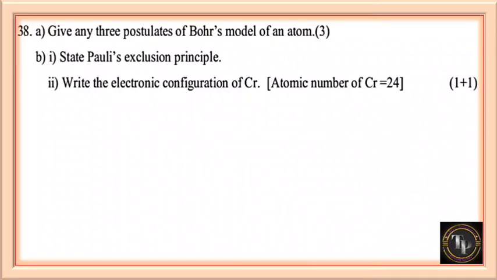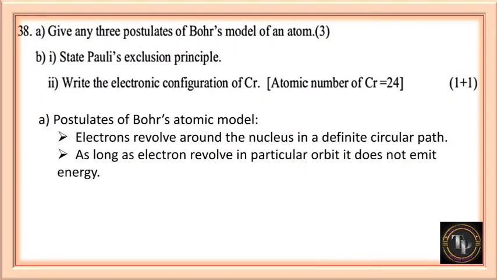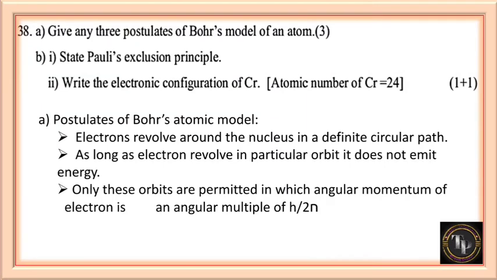Give any 3 postulates of Bohr's model of an atom. State Pauli's exclusion principle. Write the electronic configuration of chromium. Postulates of Bohr's atomic model: Electrons revolve around the nucleus in a definite circular path. As long as an electron revolves in a particular orbit, it does not emit energy. Only those orbits are permitted in which the angular momentum of the electron is an integral multiple of h by 2 pi.